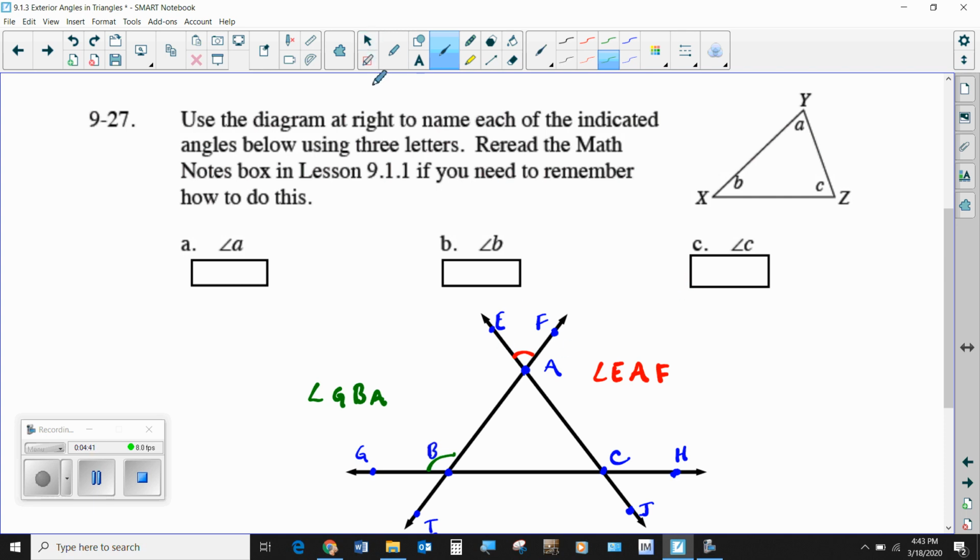Okay, hopefully you've done it and you unpaused. Let's see, with angle A, that's this angle right here. And so the vertex for that is Y. So that's the point that's going to be in the middle. And it technically doesn't matter if we go X, Y, Z or Z, Y, X. Either order is fine. Hey, what happened to it?